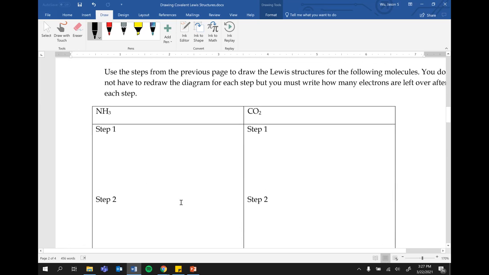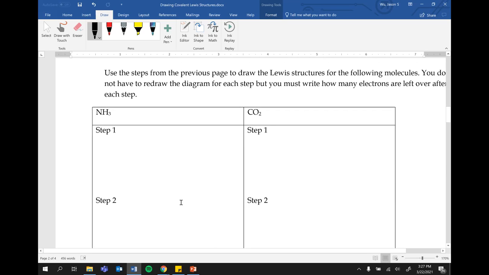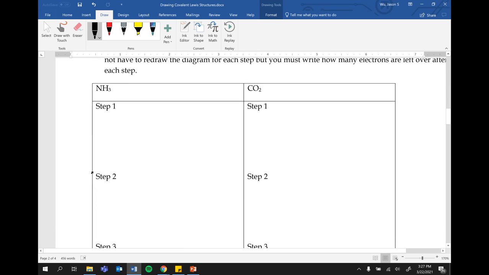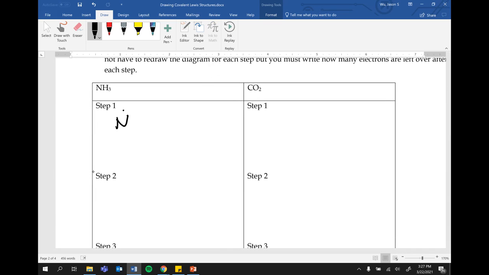Let's do this one together, NH3. Step 1, remember, is I need to draw the Lewis structure for each atom. So here's N, 1, 2, 3, 4, 5 valence electrons it has. H has 1. Now I know N is going to be the central atom because it has 3 unpaired valence electrons. So I have N, 1, 2, 3, 4, 5, and I'm going to surround it with 3 hydrogens.